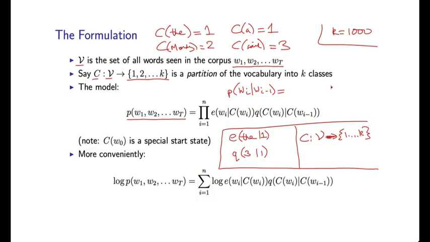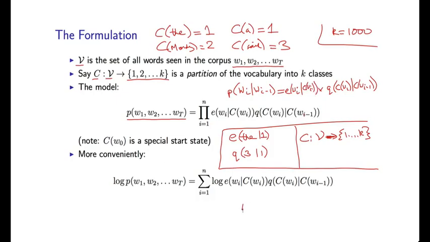So there are two terms. Firstly, I have Q of C(w_i) given C(w_{i-1}). That intuitively is the probability, given that the previous cluster was C(w_{i-1}), of choosing the next cluster as C(w_i). And then I have E of w_i given C(w_i). That's what we have here.